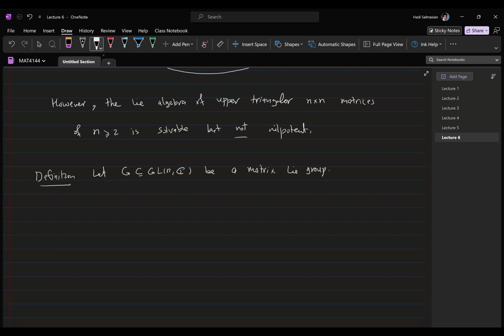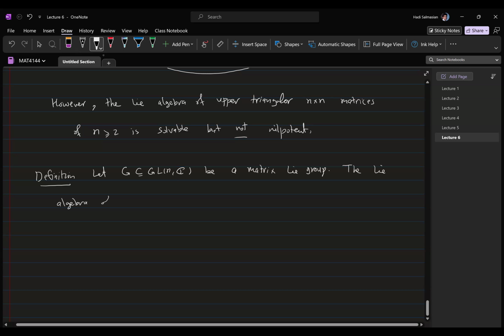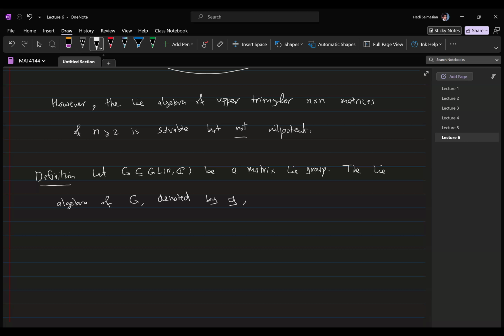So now the Lie algebra of G. We want to define the Lie algebra of G, which is pretty standard. If you have capital G as your group, you use this German fraktur g as your Lie algebra. You try to stay consistent with this choice of notation. The Lie algebra of G, denoted by little g, is defined as follows.